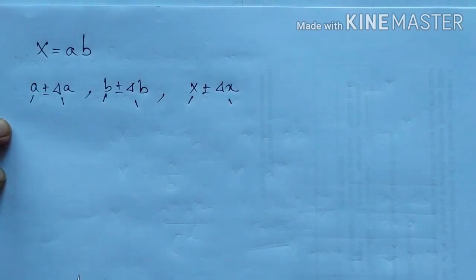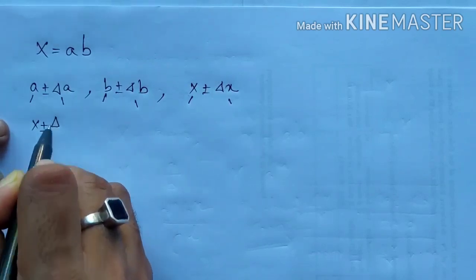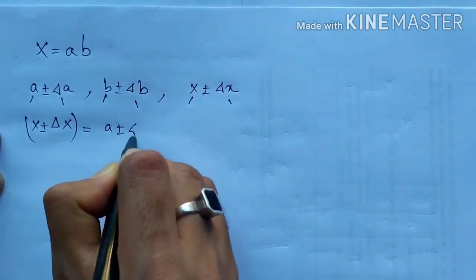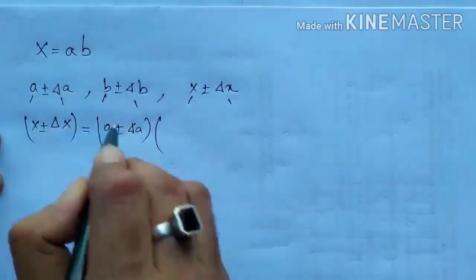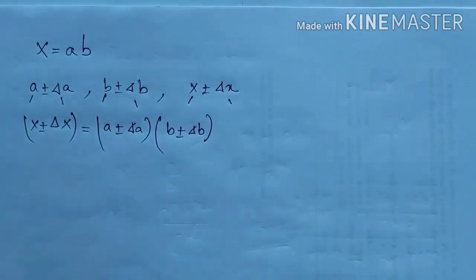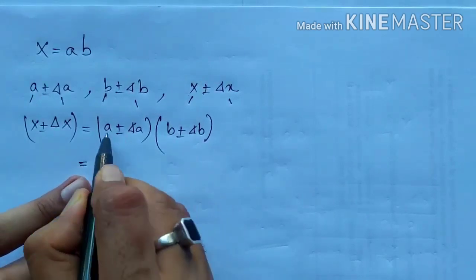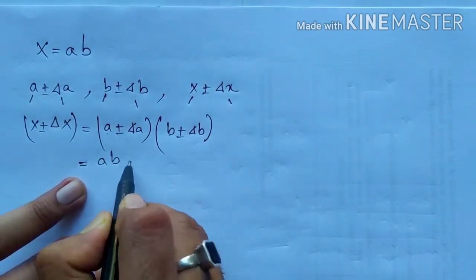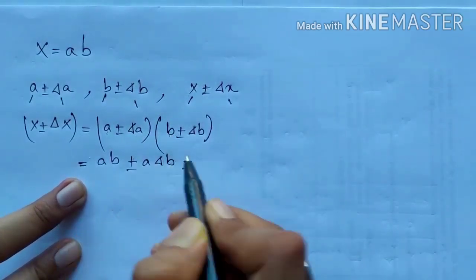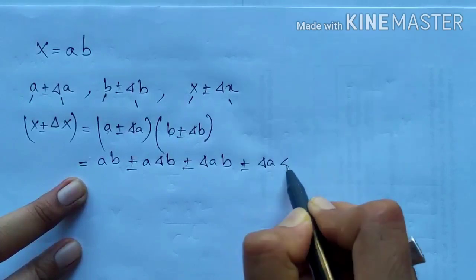Fine. So if this is the case, then X plus minus delta X will be equal to A, which can be written as A plus minus delta A, multiplied by B, and B is what? B plus minus delta B. So now I am multiplying, so it is A into B, so it is AB, plus minus A into delta B, plus minus delta A into B, plus minus delta A into delta B.